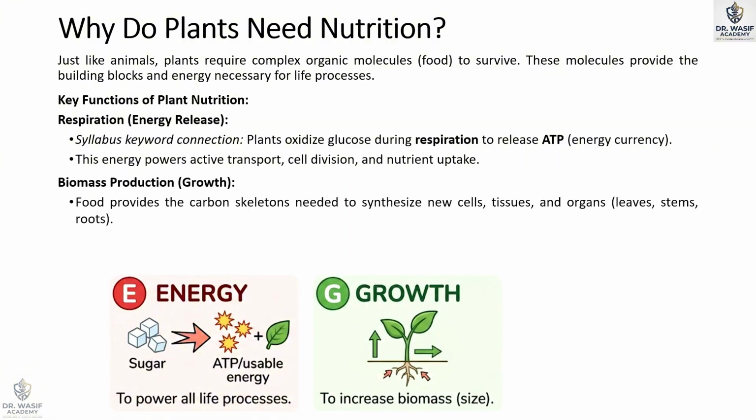Number two is biomass production. If a plant wants to get bigger, it needs physical materials. Nutrition provides the carbon skeletons, which are the raw materials required to build new leaves, stronger stems, and deeper roots. This is how a tiny seed eventually becomes a massive tree.